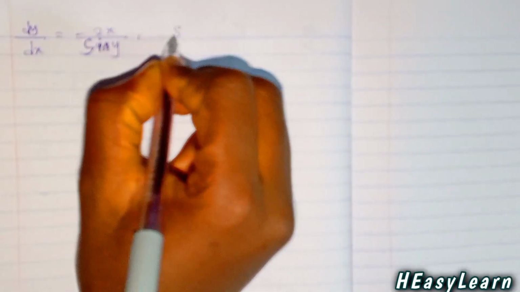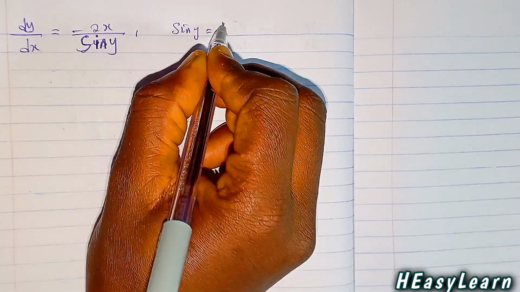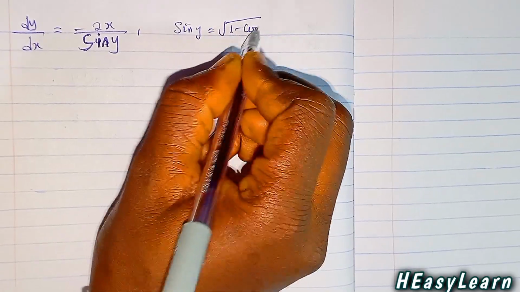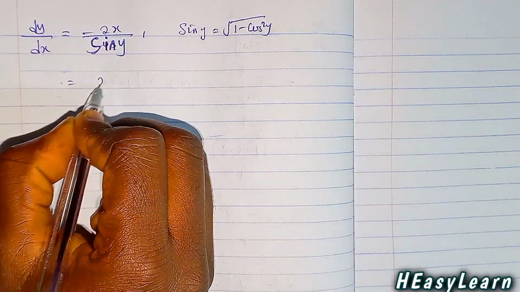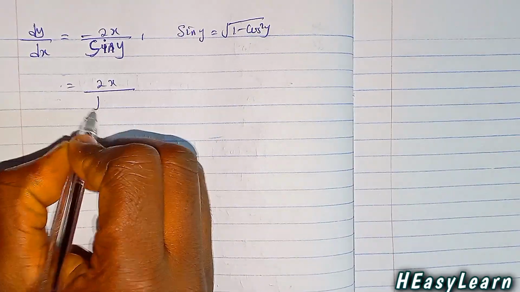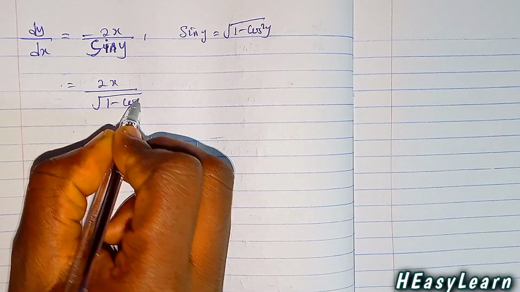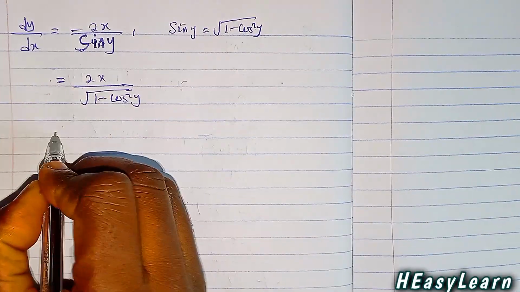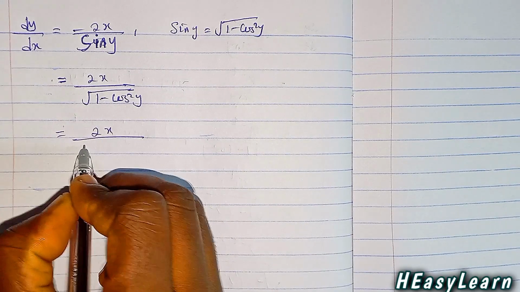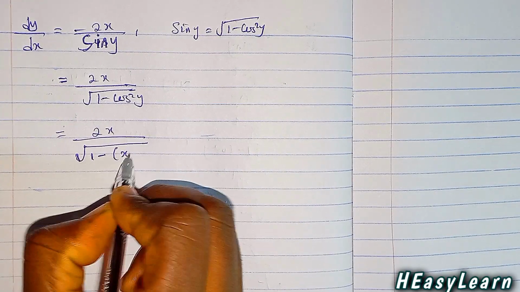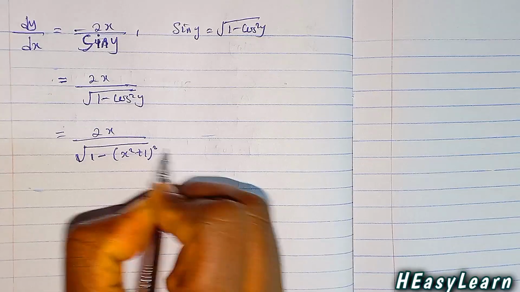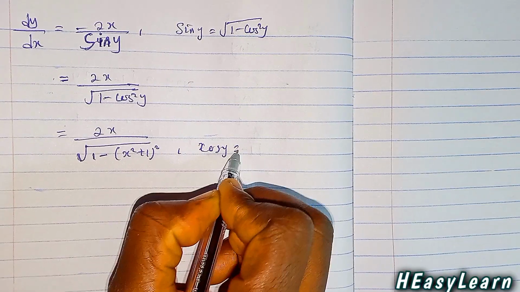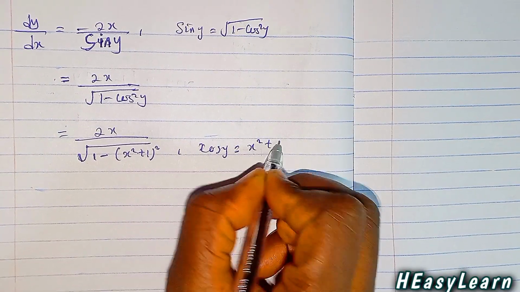From trigonometric identities, sine y is equal to the square root of 1 minus cos squared y. This is the same thing as 2x divided by the square root of 1 minus cos squared y. So from above, what is this? This is 2x over the square root of 1 minus (x squared plus 1) all squared. Cos y is equal to x squared plus 1.